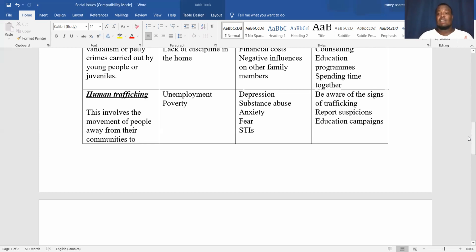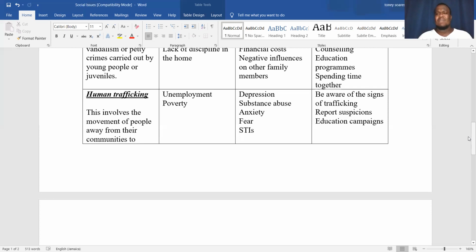Some of the causes of human trafficking is unemployment. So persons are promised jobs in other countries or other areas of a particular country. And when they go for these jobs, they are never returned and you never hear from them. They have been trafficked, right? So they have been held and taken to somewhere against their will.